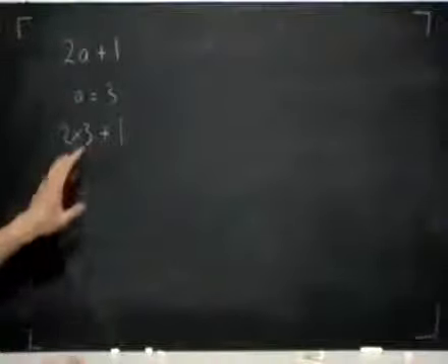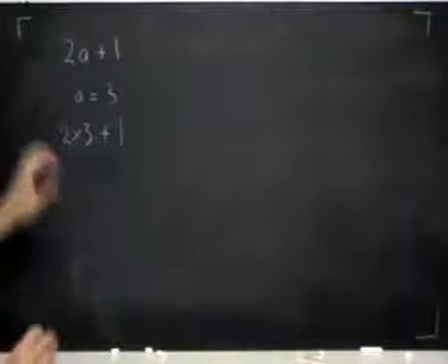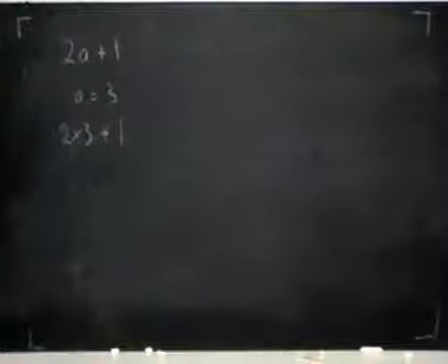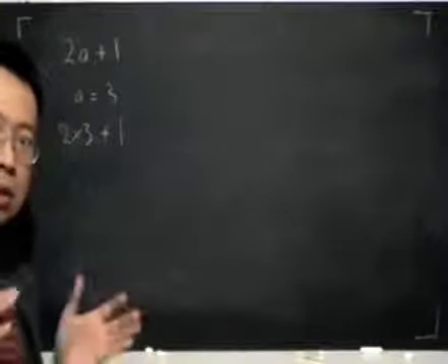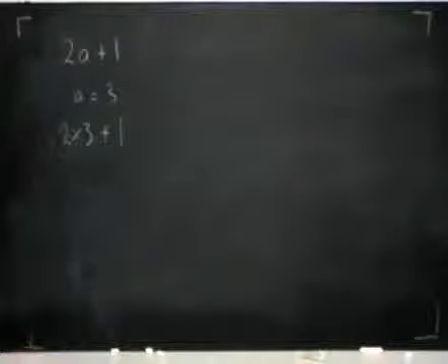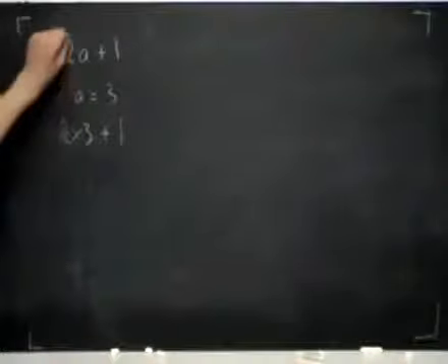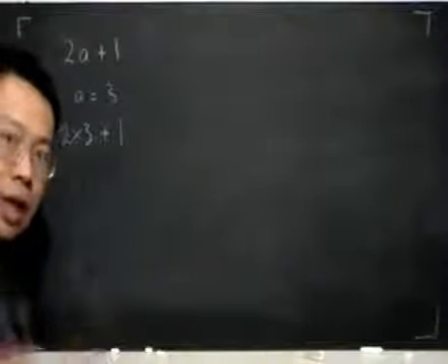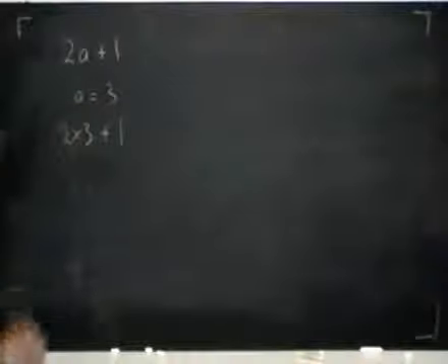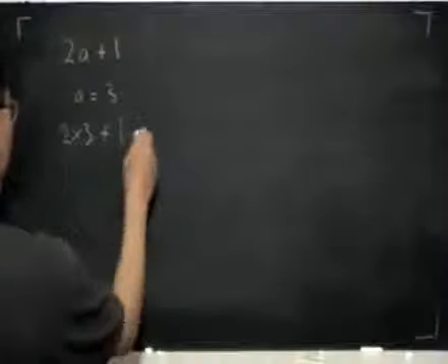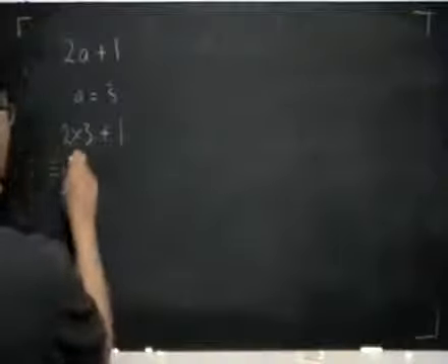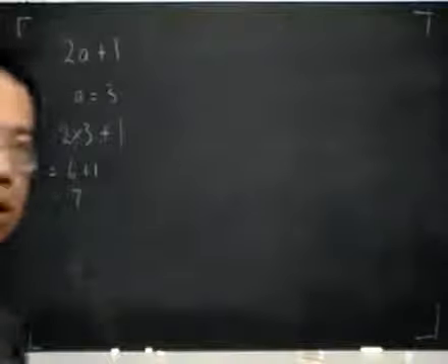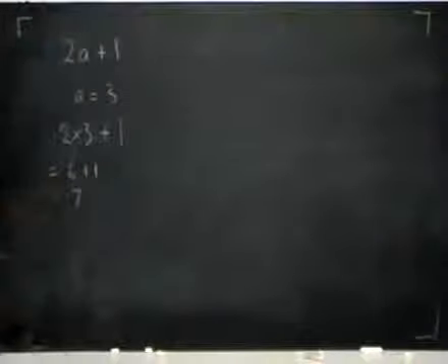Right, and this step where we replace the a by the 3 is called substitution. Once we have substituted 3 into the a, we can now calculate this expression. 2 times 3 is 6, plus 1, 6 plus 1 is 7. So now we have our answer.